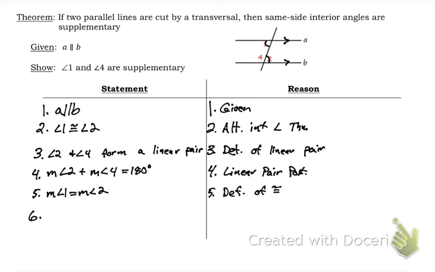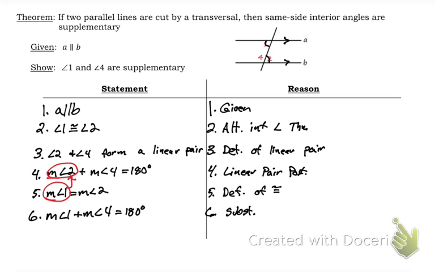Now we can use substitution. I can substitute 1 in for that 2. I know to use substitution because I'm subbing in an element of an equation. Anytime we have an element of an equation, we need to use substitution, not transitive. So now we're going to have measure of angle 1 plus measure of angle 4 equals 180. The reason is substitution.